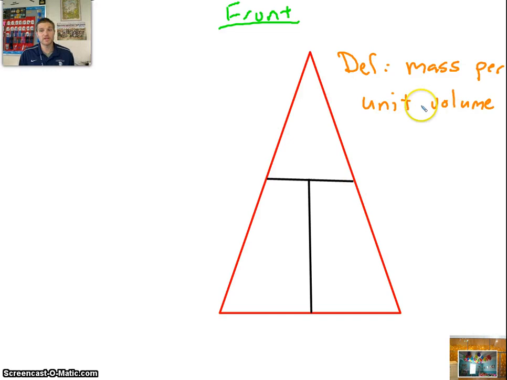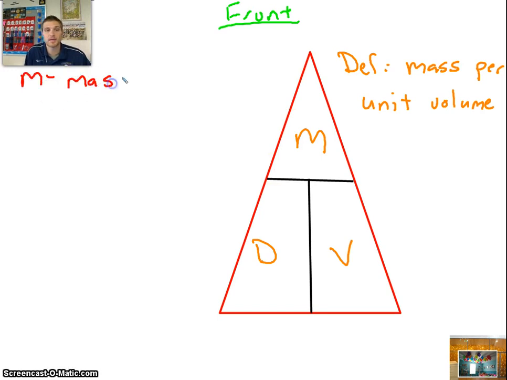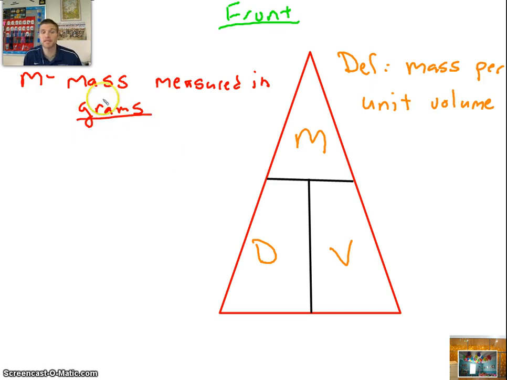Okay, so the definition is mass per unit volume. To use this triangle to help us answer that, we're going to put mass up here, density, and volume. You'll notice I'm using their variables, or symbols, that mean them in an equation. To help us remember that, we're going to write things down. M is mass, and it's measured in grams. The reason this is good is anytime I'm reading a word problem and I see grams, I know that means mass. Next, I have V, which is volume.